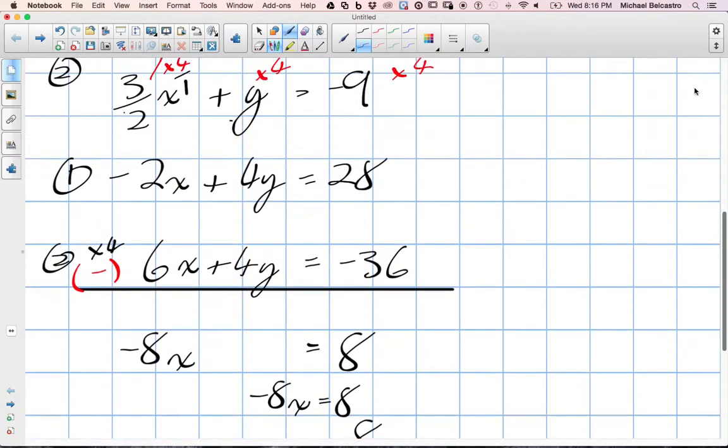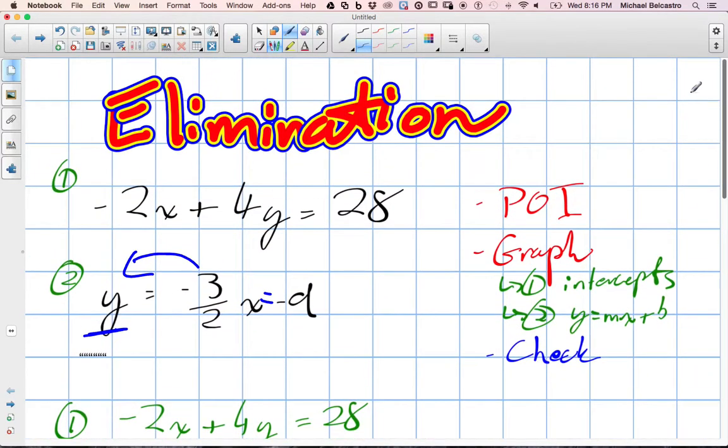Now, we can take that point and plug it into the formulas to find the other one, or we can eliminate the other way. Do you care which one?